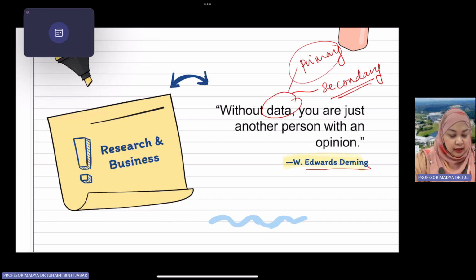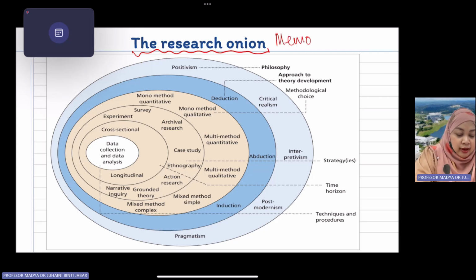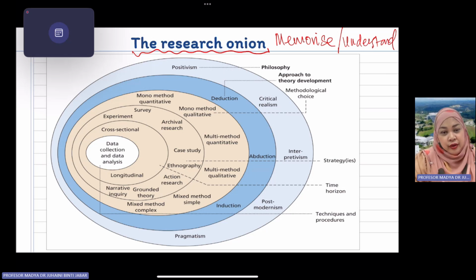Let's have a look at the introduction of this class. We look into ontology and epistemology. Here we can have a look at the research onion. This is the most important part of doing research and when you are choosing your methodology. So I would highly suggest you memorize this, and also understand it, because this is the heart of your research.